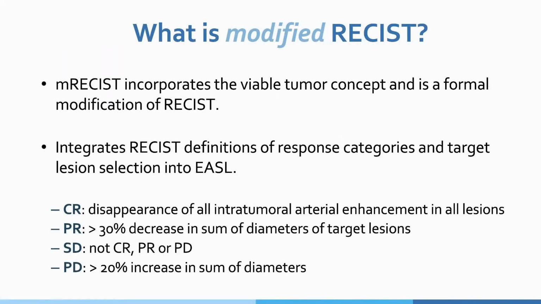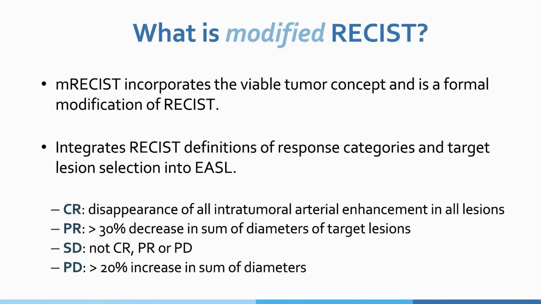So modified RECIST was a formal modification of RECIST that incorporated the idea of viable tumor based on enhancement, which was first proposed by the European Association for Study of Liver Disease, or EASL. And just as RECIST does, it identifies categories of response based on the degree of arterial enhancement that's residual after treatment. So with complete response, there's disappearance of all intratumoral arterial enhancement in all lesions. The lesions may still be measurable, but the enhancement on the arterial phase is gone.